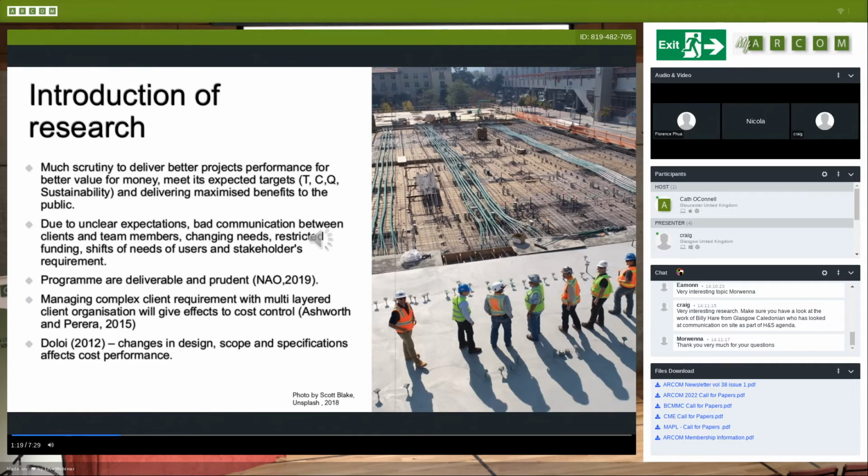According to the report called Completing Crossrail, in 2019, one of the recommendations is to manage the program to be more deliverable and prudent. Another suggestion is to consider the complexity of the client requirement with their multi-layered client organization, which could affect cost control. Another issue is changes in design, scope and specification, which also affect the cost performance.